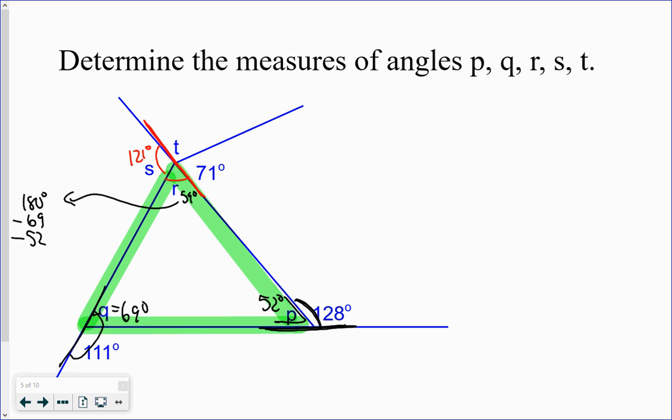Okay. Now, there are a couple of different ways you can do this last one, finding letter T. What I would do, again, I have a straight line here. So I've got 71 here, so I know what that is. So I can go 180 minus 71, which is 109. Now, the other way that you could do it is you could say, hey, I've got these 4 angles. They create a circle, right? Well, how many angles are in a circle?